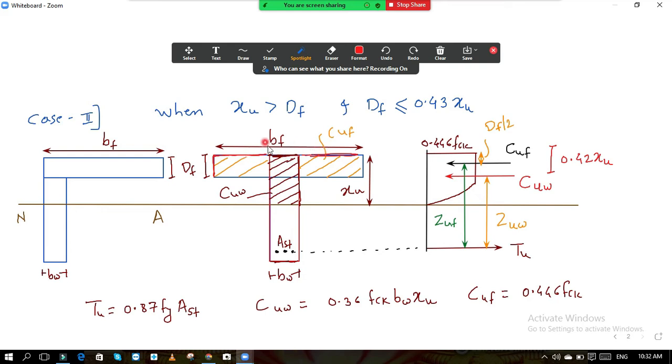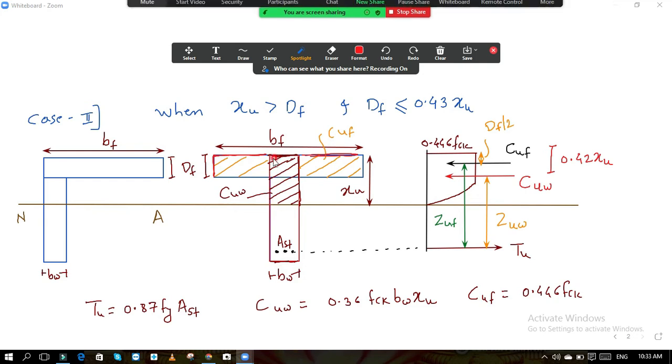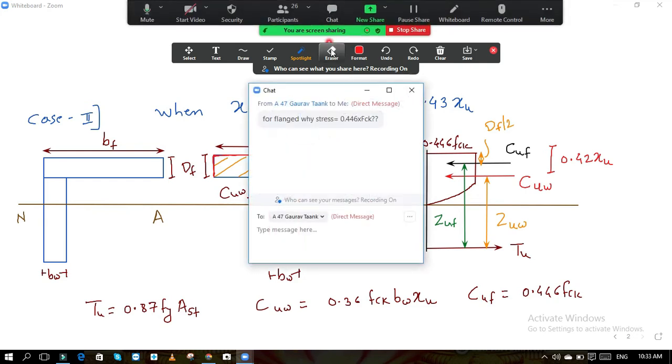So what will be the area? It is BF minus BW. Just now you can see the length: this is BF and this is BW, so the effective length will be BF minus BW. Okay.